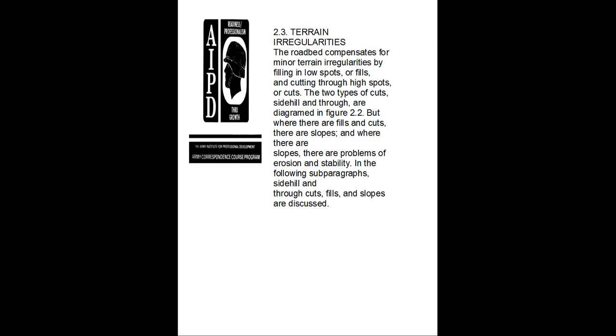2.3 Terrain irregularities. The roadbed compensates for minor terrain irregularities, filling the low spots with fills and cutting the high spots with cuts. The two types of cuts, side hill and through, are shown in the diagram of figure 2.2, as are fills. Slopes are a problem, with erosion and stability concerns; in the following subparagraphs, side hill and through cuts, fills, and slopes are discussed.